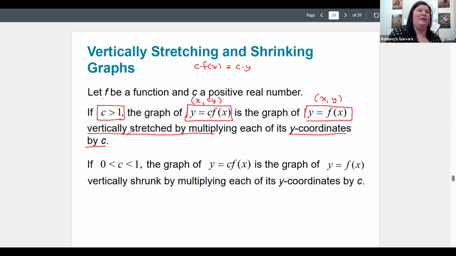But in that case, you should be stretching vertically. So it means my graph should stretch, getting taller.